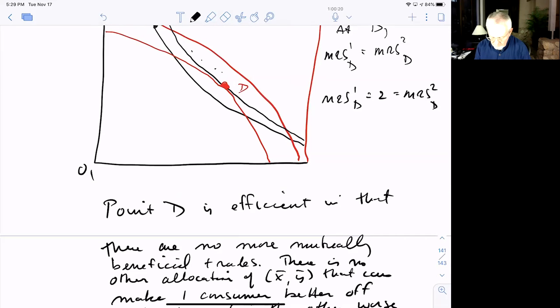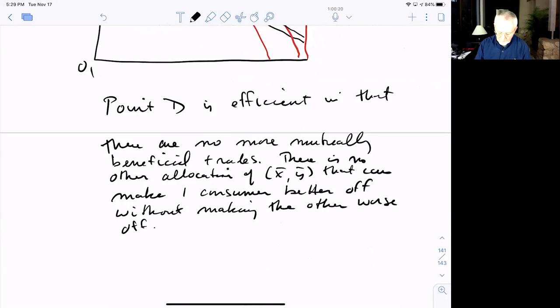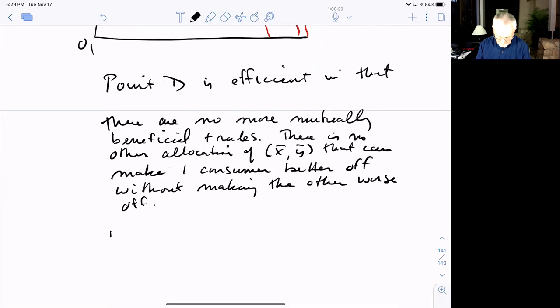So you can see at point D here we are. Any other allocation, anything that would make two better off going in this direction must necessarily make one worse off. And anything that would make one better off must necessarily move closer to two's origin or make two worse off. So this for us is a definition of efficiency. And we call this Pareto efficiency.